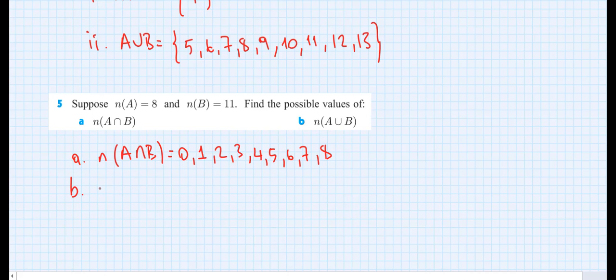And for the number of elements in A union B, what can it be when I combine A union B? Let's imagine 8 elements. A is a subset of B, so the 8 elements are also in B. So how many numbers may it have? A union B might have 11. Because the 8 elements are also in B, they are the same, I don't need to count them twice, so it will be just 11.